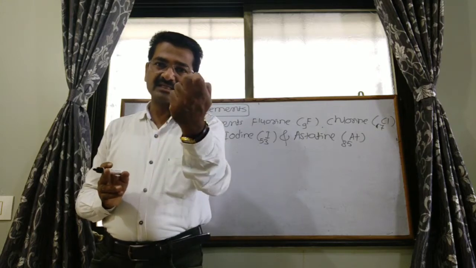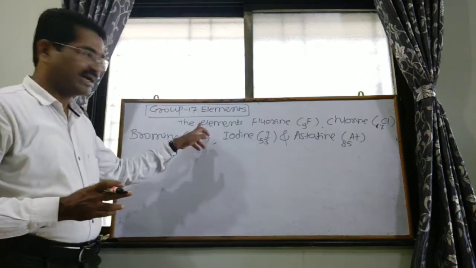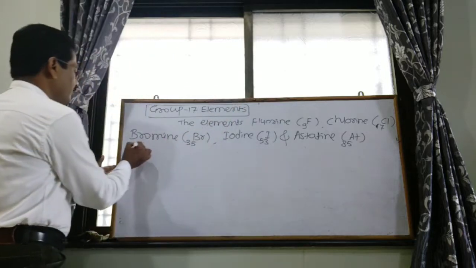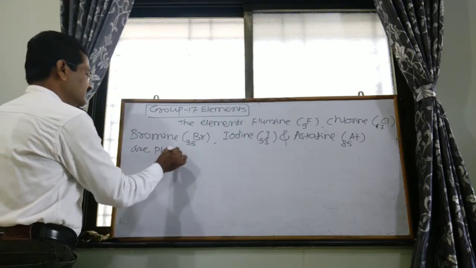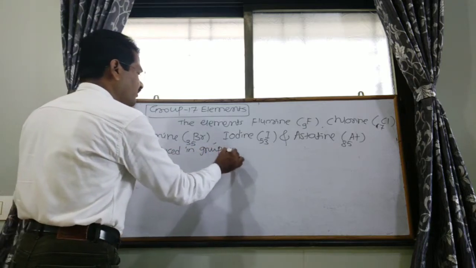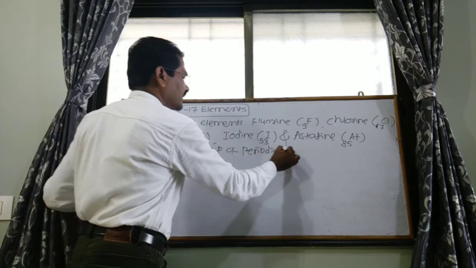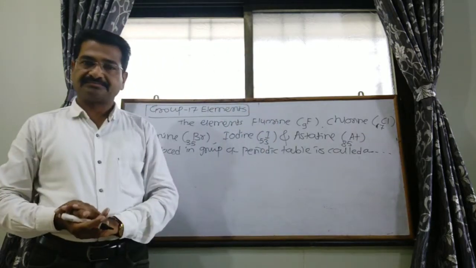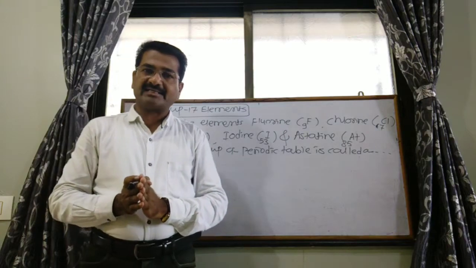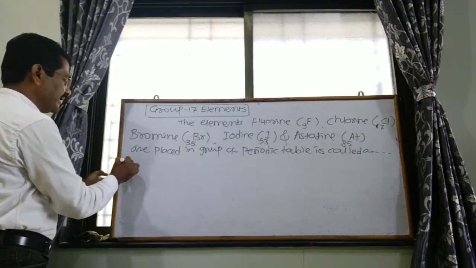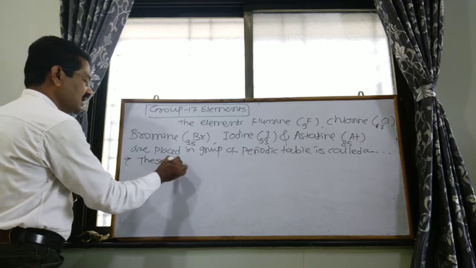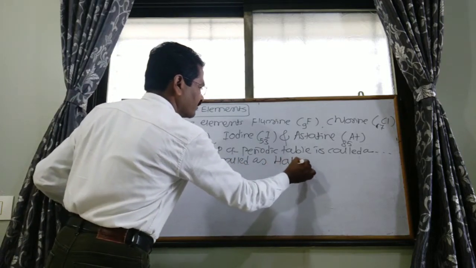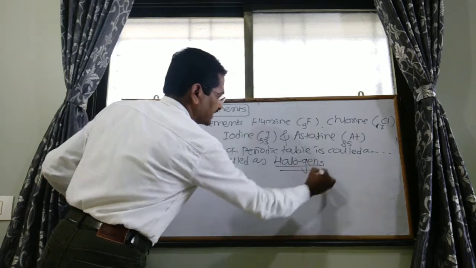Suppose a question may be asked for 1 mark: Define the G17 elements. At that time write: the elements fluorine, chlorine, bromine, iodine, and astatine placed in a group of the periodic table is called G17 elements. These are also called halogens.